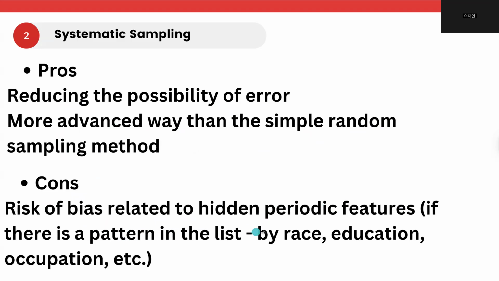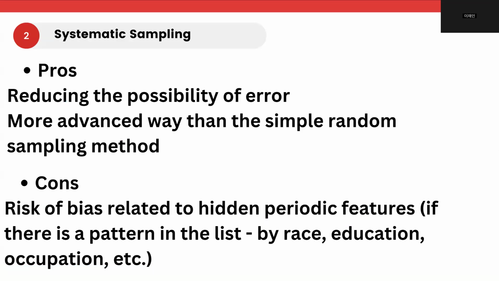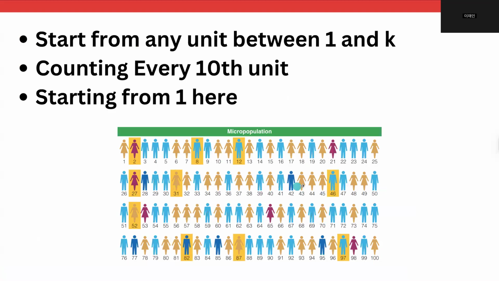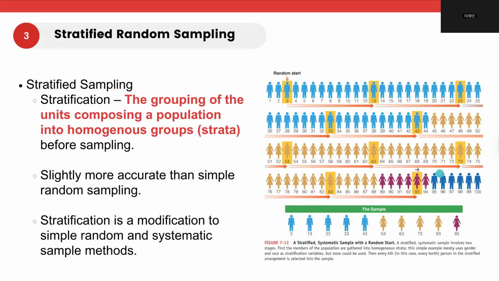If there is a pattern related to race and education and occupation, residentially people are living here. Here there are more and more Asians, but they are selected very, very little. So that might lead to selection bias.